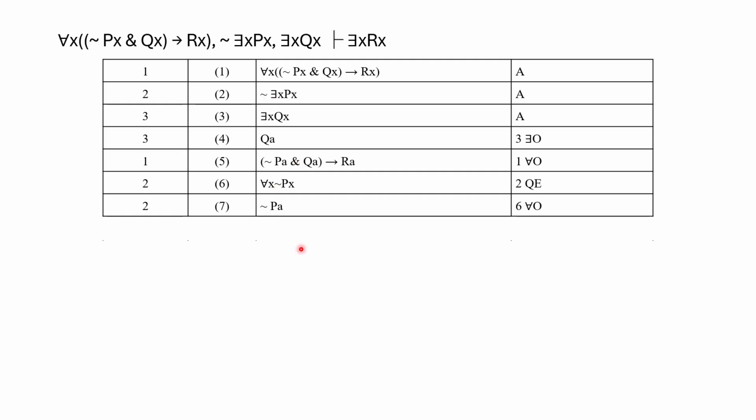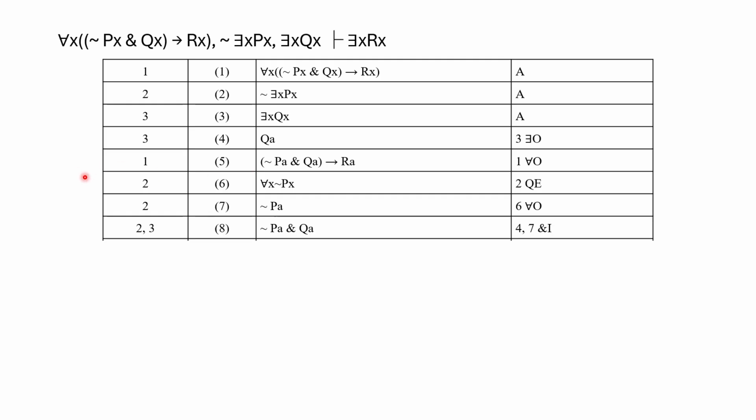And so what do I have? I've got a tilde PA, I've got a QA, I've got a conditional statement where those two in conjunction are the antecedent here. So that looks like we're in pretty good shape. We just need to build this antecedent. So in line 8, I'm just going to put tilde PA and QA together to build my antecedent, which is in 5. And then I can get the RA out from 5 and 8, arrow out here in line 9.